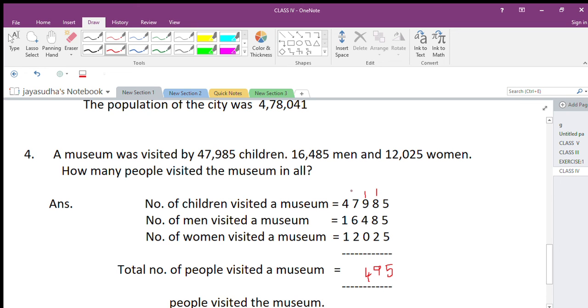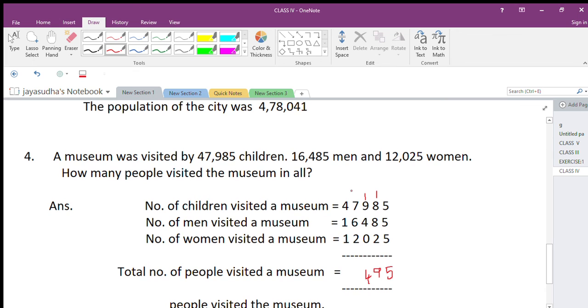You carry 1 here. Then 2 plus 6 is 8. 8 plus this 7 is 15. 15 plus 1 is 16. 16 means you write 6 here. Then you carry 1 to the next column. 1 plus 1 is 2. 2 plus 4 is 6. 6 plus 1 is 7.